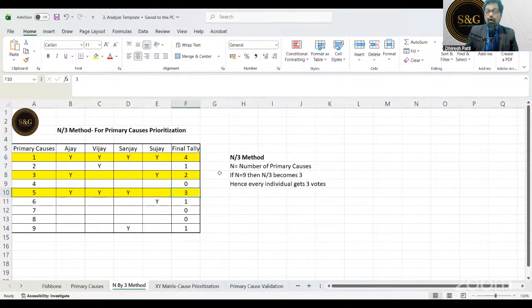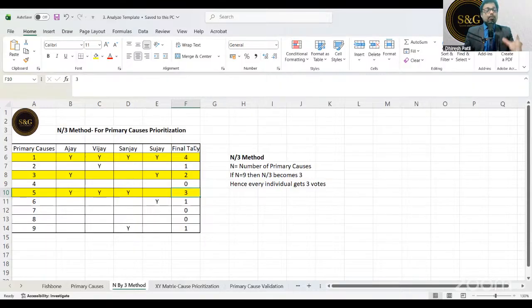So the yellow ones have scored the maximum. What we have done is reduce the list, making the top priority primary causes 1 by 3. That means, out of 9 we have only selected 3 primary causes. These are the most critical causes. You can take a little more than that: for example, if you feel that the second one also is critical, you can take that as well.